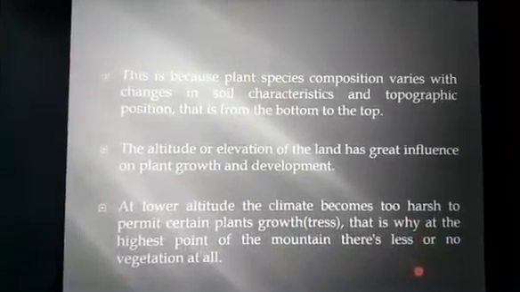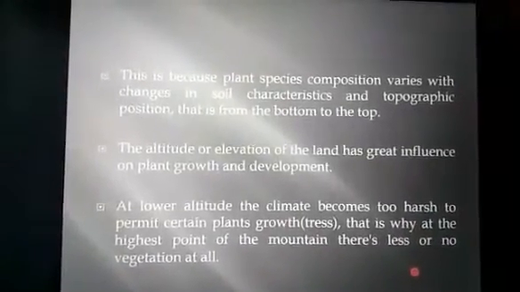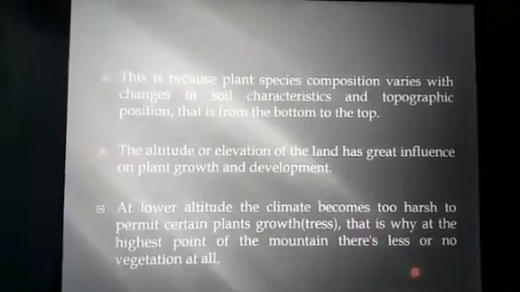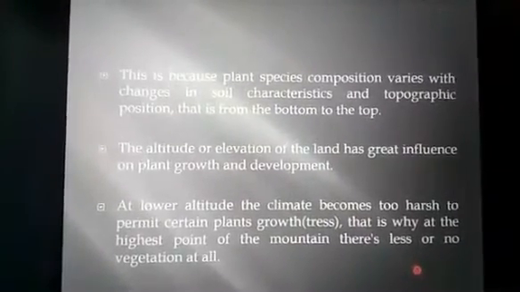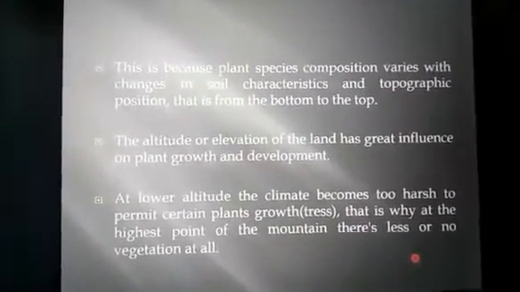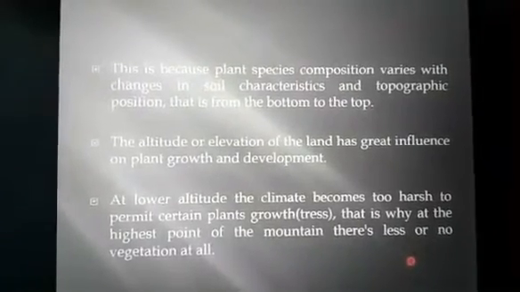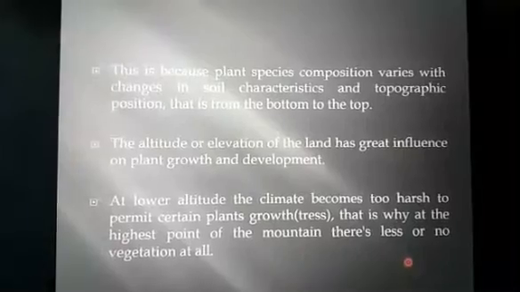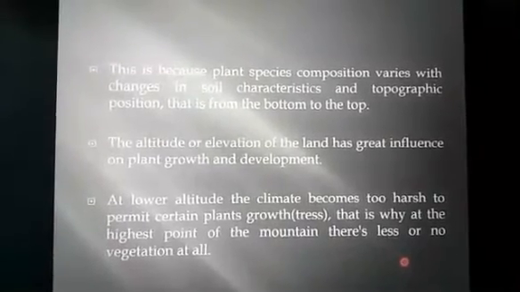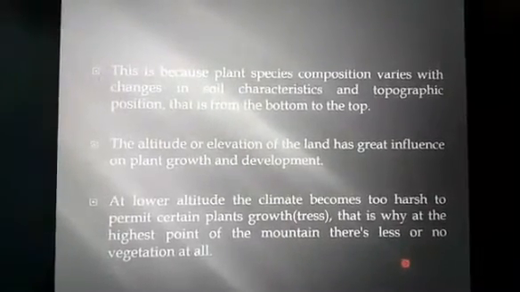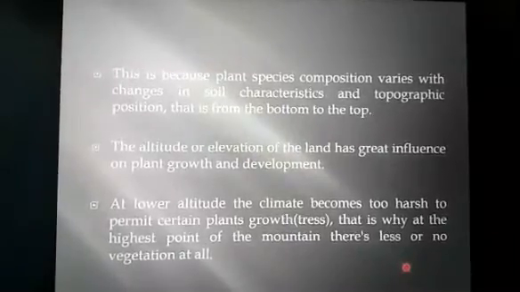So the altitude and also the elevation of the land has a great influence on our plant's growth and also development. So at higher altitude, the climate becomes too harsh and permits only certain plant species to grow. That is why at the highest point of the mountain there is less or no vegetation at all.